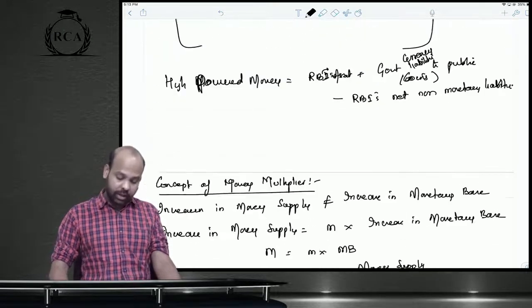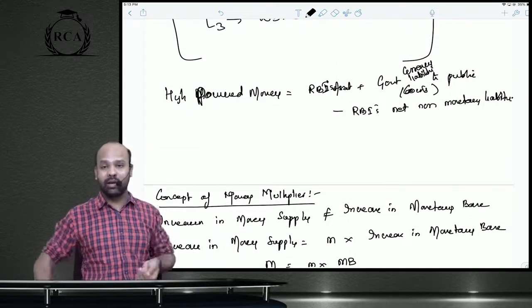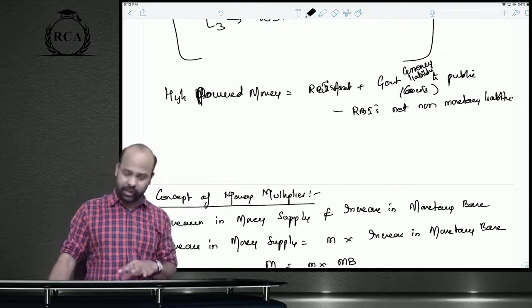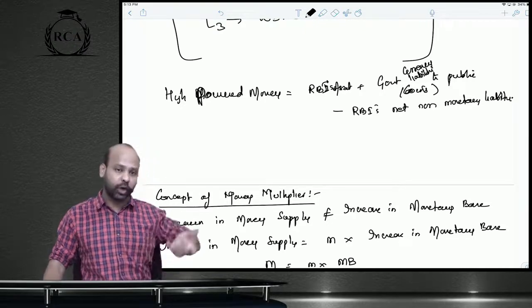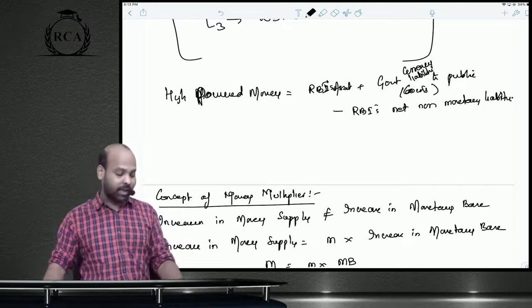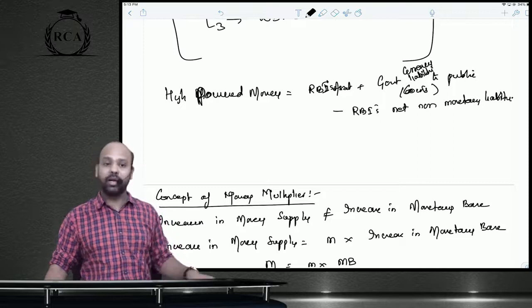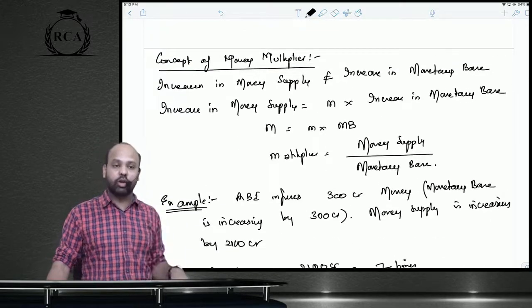High powered money can also be computed through RBI's assets. So you will write total RBI's assets plus government's currency liability to the public, that is in terms of coins, in respect of 1 rupee and small coins, minus RBI's net non-monetary liabilities.